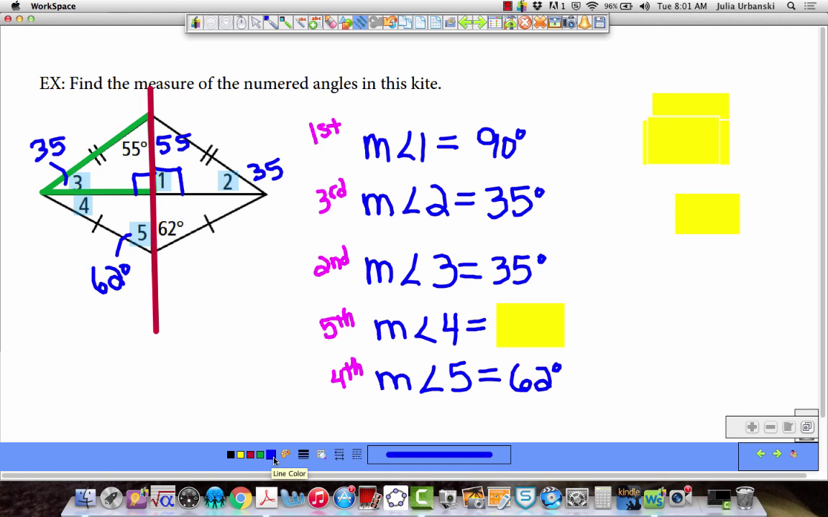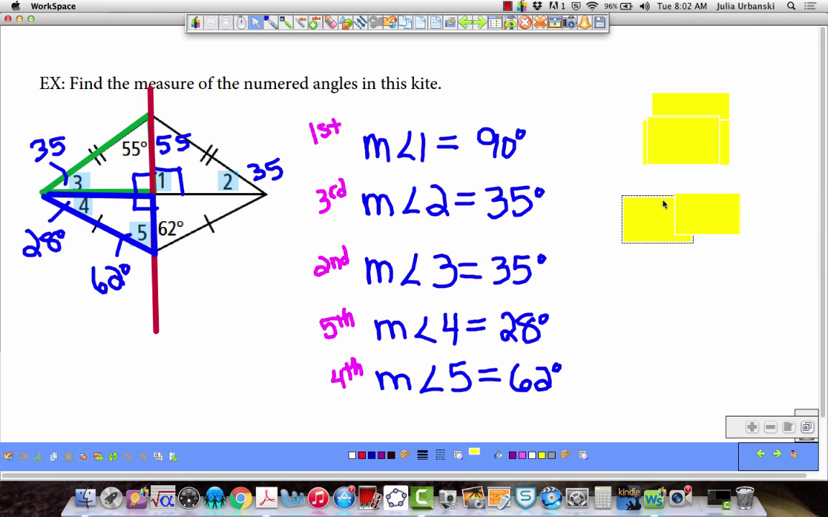Do you see this right here? What is this? 180. And what is this? 90. So do 180 minus 90 and minus 62, and that's how you find the missing angle. 28.